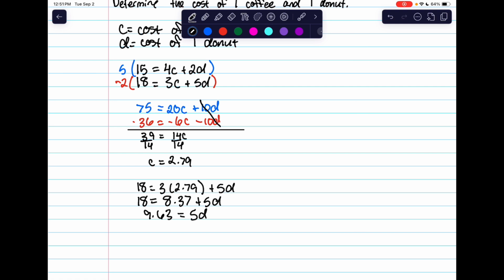Isolate D by dividing by 5. 9.63 divided by 5 is about 1.93 equals D. So then we figured out the cost of one coffee is $2.79. The cost of one donut is $1.93.